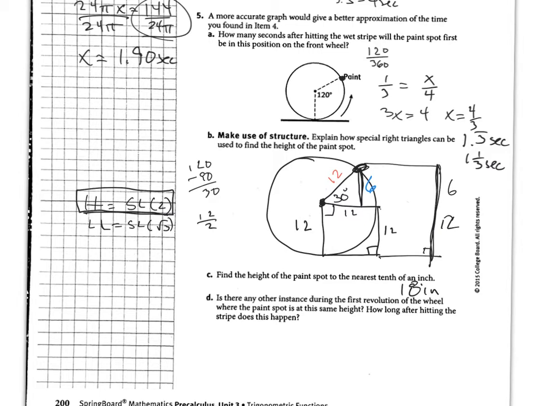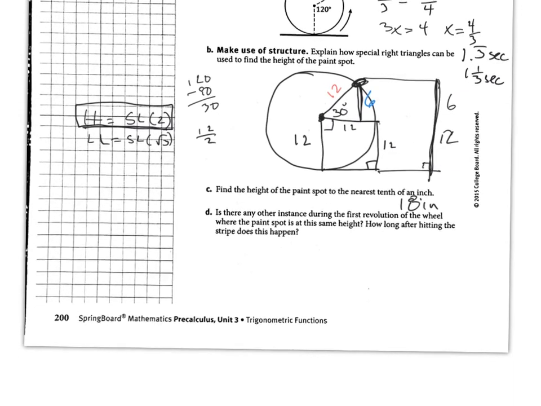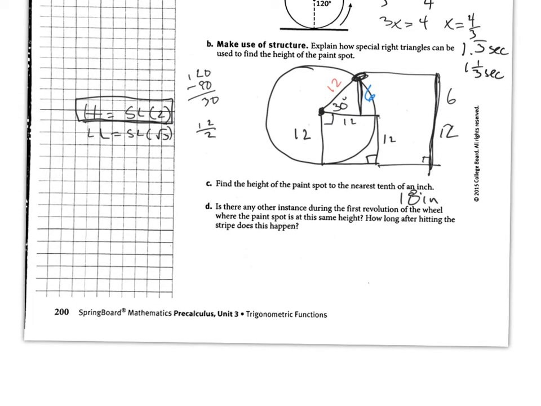So then let's think about this a little bit further. Is there any other instance during the first revolution where the paint spot would be at the same height? If we think about 120 degrees here, so 30 degrees up, that's going to be 18 inches. It probably is going to be 18 inches over here too. So what other spot would that be? Well, this is 180 degrees, 30 degrees up from that. Right, because we know this has to be 30, so this would be 150 degrees.